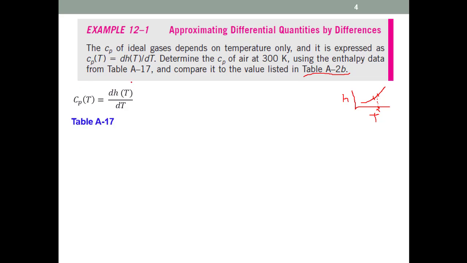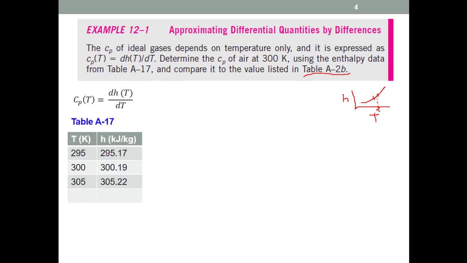For example, from table A17 we can read the value of the enthalpy. Let's say this is the point where we need to calculate the value of Cp at 300. From that table the value of the enthalpy is 300.919, and then the nearest points are 295 Kelvin and 305 Kelvin. At those points we again have enthalpy values. Let's try to take first the points 300 and 305. This is the 300 point, and the next point is 305.